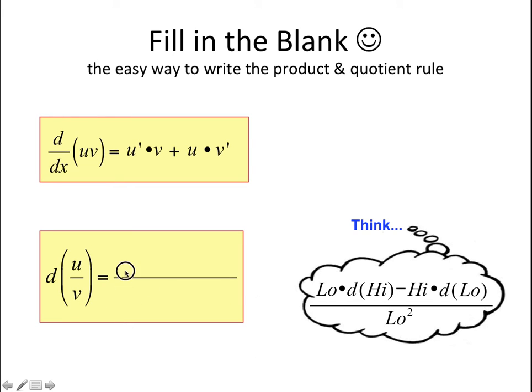So low d high would be v times the derivative of u, so vu prime, minus high d low would be u times v prime. So notice how similar this is to the product rule. It's the same derivative and function pattern, just with a minus sign, and then all over low squared. So we're going to keep in mind the product and the quotient rule and use them when we need to use them.